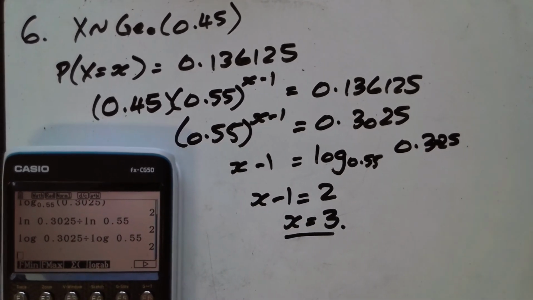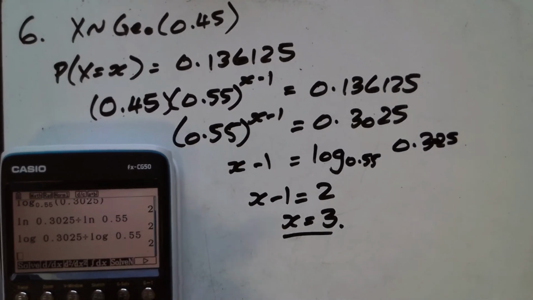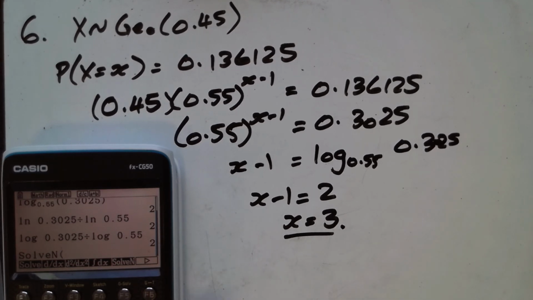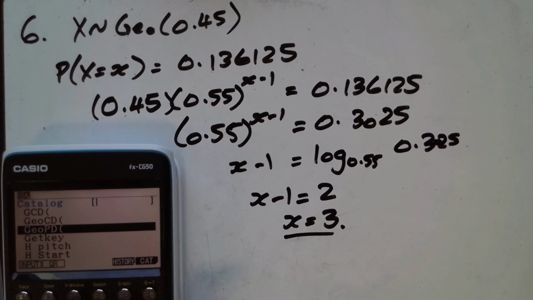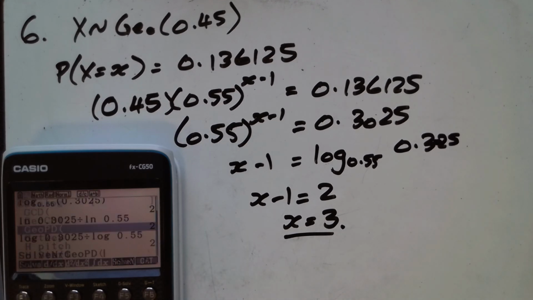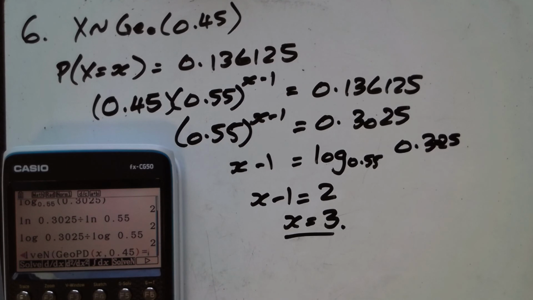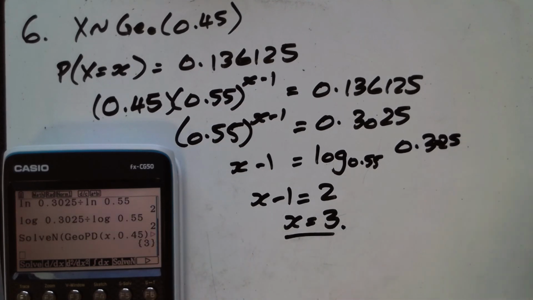Perhaps an exciting way of doing it might be to try and use your nsolve. So calculations nsolve, and we want a geometric. That's always hard to find. I usually go to the catalogue to find that. And push G for G. So the geometric, which way round do you put the geometrics in? I think you put the number first, x, comma, 0.45, and we want that to equal 0.136125, and we want to find that for x. Let's see if that works. It does. X is 3.